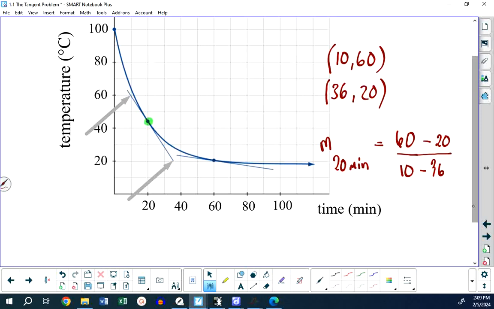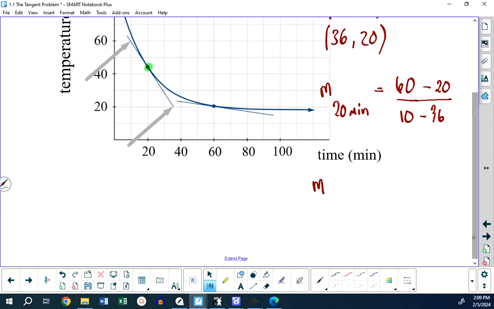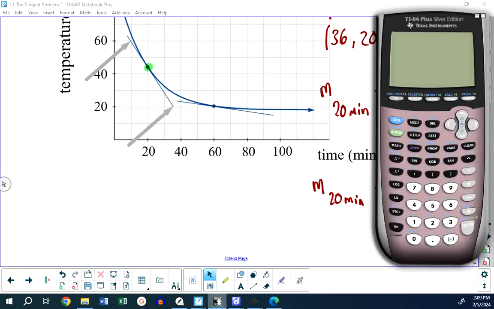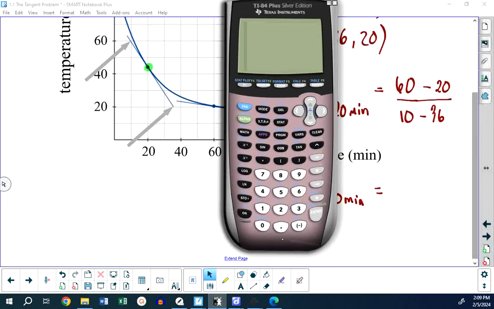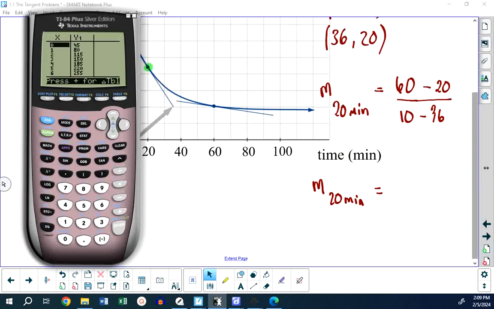So I'm getting 40. This is for the 20-minute one. I'm getting 40 over negative 26, which is 20 over negative 13, which I couldn't tell you. We do want a decimal number here. I don't think it creates anything of value for us to write that the slope is negative 20/13, or whatever it is. Okay? So what do we have? We have 40 divided by negative 26. I'm getting negative 1.5 to the nearest tenth, which I would say is a reasonable place to round.